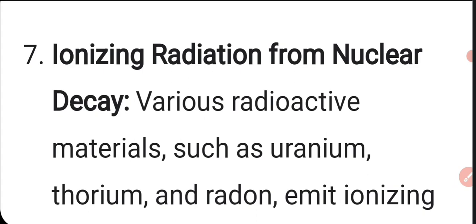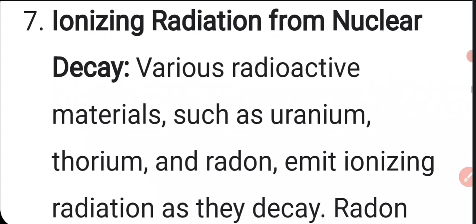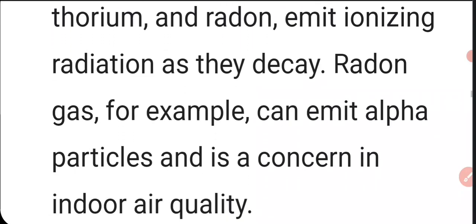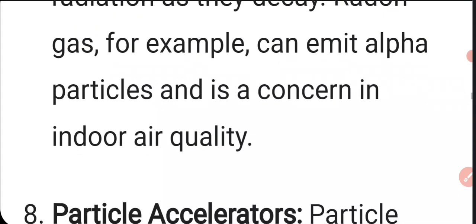Then ionizing radiation from nuclear decay. It's obvious that when nuclear decay happens, there is emission of some radiations. Thorium, uranium, all these are radioactive materials and they radiate. Radon gas, for example, can emit alpha particles and is a concern in indoor air quality.